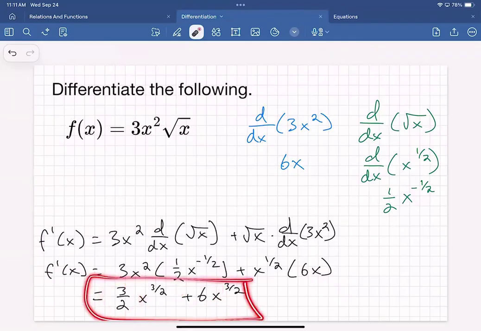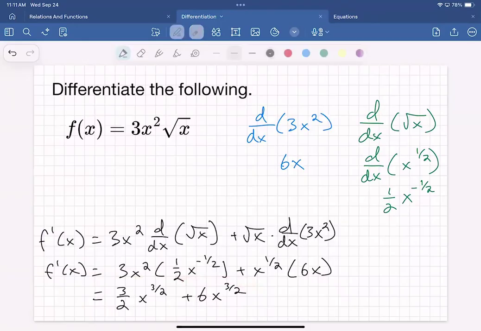What can we do with this, though, now? We can bring it together because they both have x to the 3 halves, right? Does everyone see that? That's not always going to happen. Keep in mind, we didn't even need to do the product rule here with this one, okay? So understand that's why we're able to now. It's because I could have used the power rule after some simplifying, okay? With that said, though, make sure, again, we're going to need a common denominator here. So 6 becomes 12 over 2, which 12 over 2 plus 3 over 2 gives us 15 over 2 x to the 3 halves.